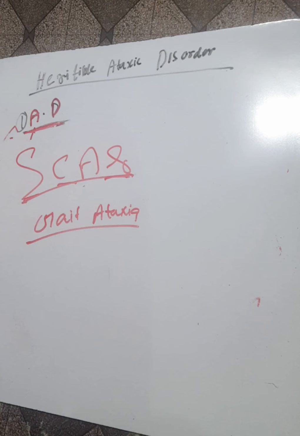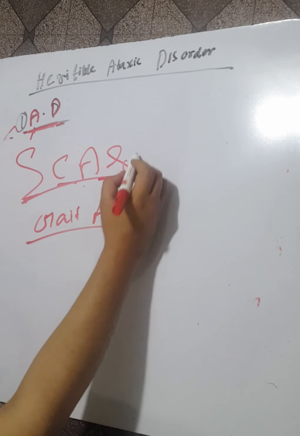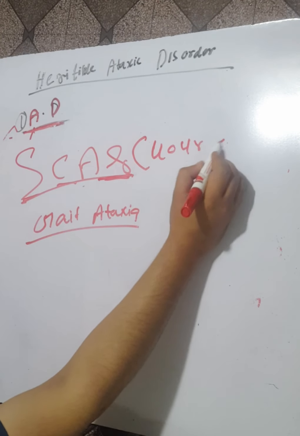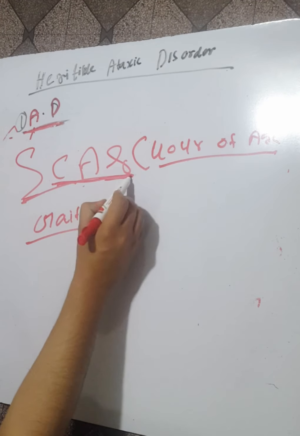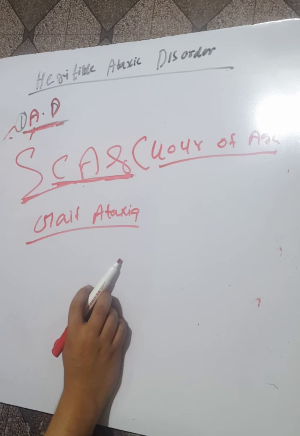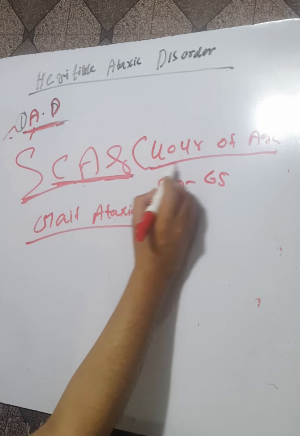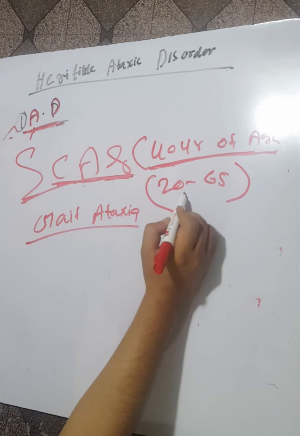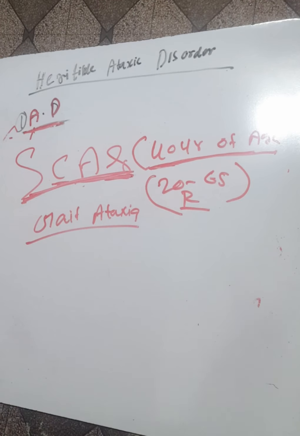The age of onset is about 40 years. SCA8, spinocerebellar ataxia 8, has a mean age of onset of 40 years, but the range is 20 to 65 years.